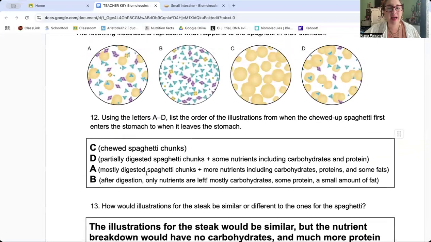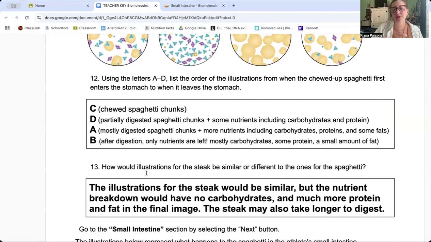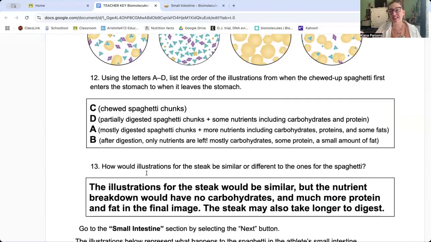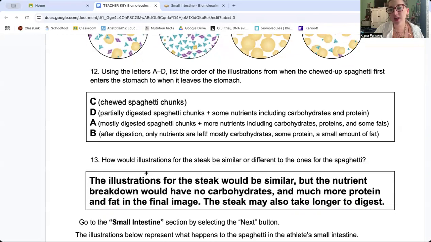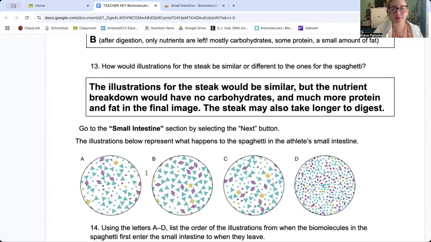All right, so going back a little bit, how would the illustrations be similar or different for steak? The chewed up chunks might look a little different for steak, right? But also, the spaghetti was made up of mostly carbohydrates, whereas the steak is going to be made up of mostly protein and fat. So the illustrations for the steak would be similar. The digestive process would be pretty much the same, but the nutrient breakdown would have no carbohydrates and much more protein and fat in the final image. And the steak may also take longer to digest because those molecules are harder to break down.